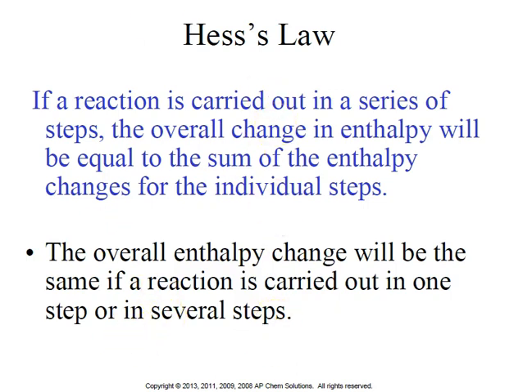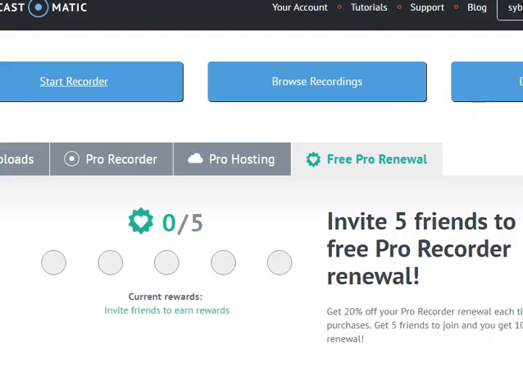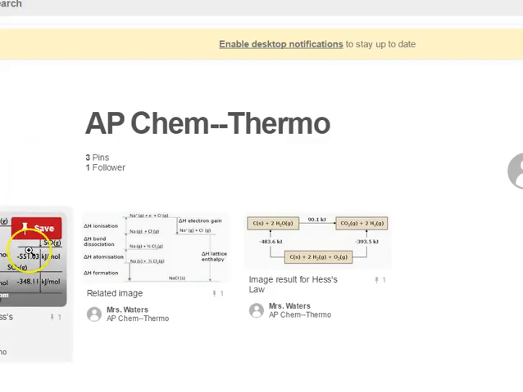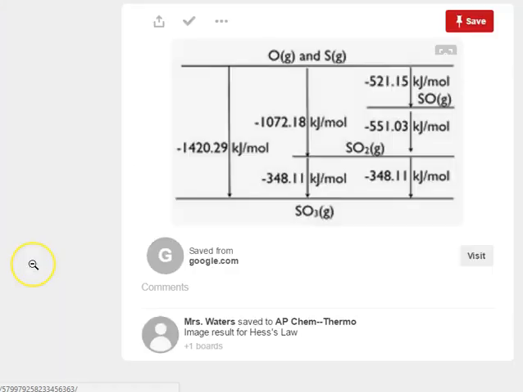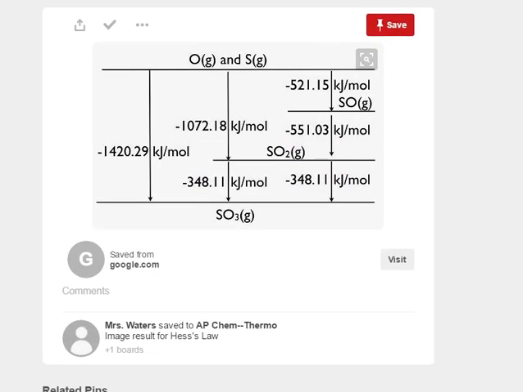So I'm going to pull up some images here that will give us the idea. This is the first one, and probably one that demonstrates Hess's law the best. Up here at the top, you have your reactants, your oxygen and your sulfur, and you're trying to get to this sulfur trioxide molecule in the products.